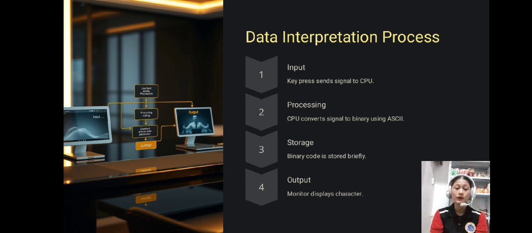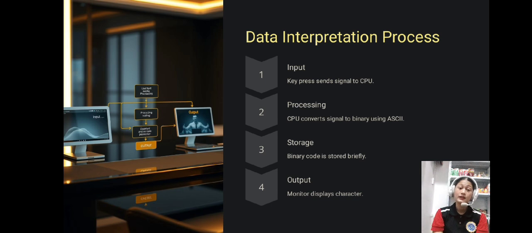So we have number one, the input. It is when a key is pressed on the keyboard. Pressure pads under the key send a signal to the computer's CPU, or Central Processing Unit. For example, pressing the letter A sends a signal to the CPU.